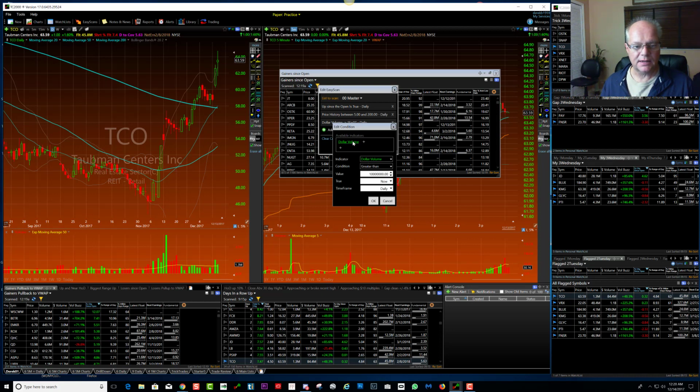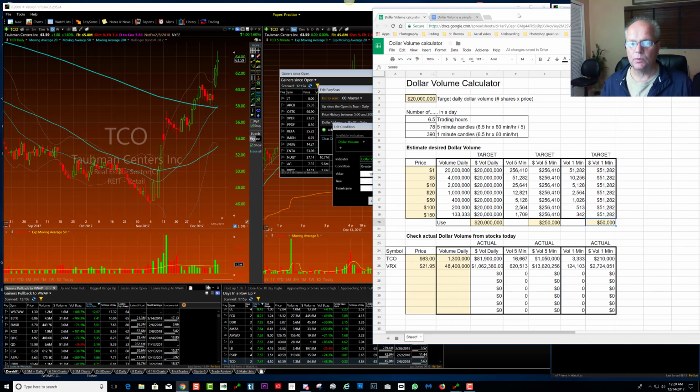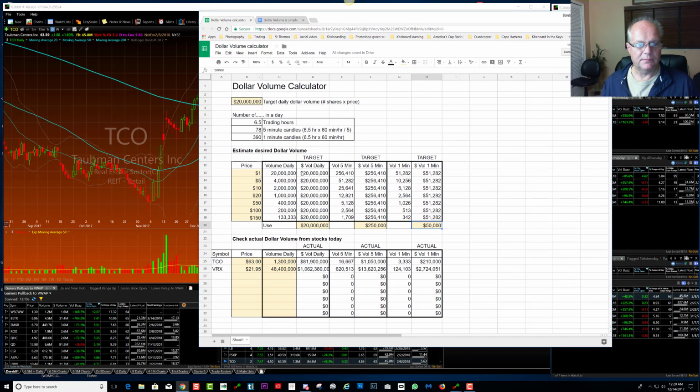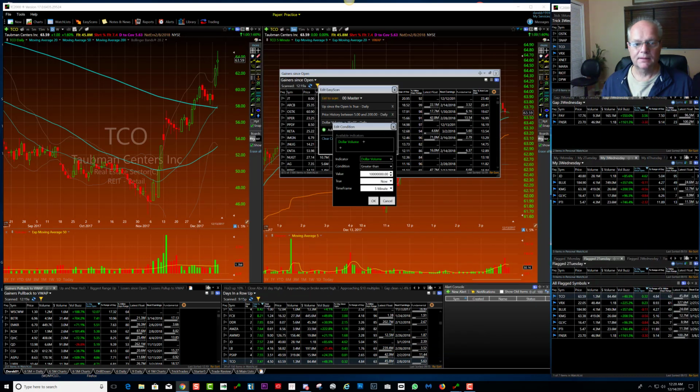So instead of looking at dollar volume on the daily, I need to change this to dollar volume on the 5-minute. And remember, what we're looking for is to assure we have 20 million dollar volume on the day. We need a 5-minute dollar volume target of 250,000. So I need to change this to 250,000, right? Yeah, on the 5-minute. Dollar volume greater than 250,000 on the 5-minute.